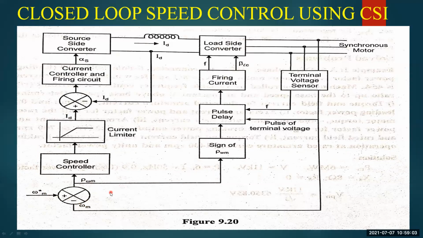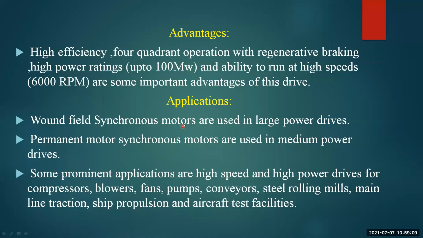So this is about closed loop speed control using a current source motor drive, which has some advantages and disadvantages. The advantages are high efficiency, four-quadrant operation with regenerative braking, and high power rating, available up to 100 megawatts. This method has high efficiency because of the high quality sinusoidal input voltage fed to the synchronous motor; the current harmonics are reduced and the pulsating loss also decreases. Because the heating effect is very small, that is why the efficiency is high, and four-quadrant operation with regenerative braking is possible.